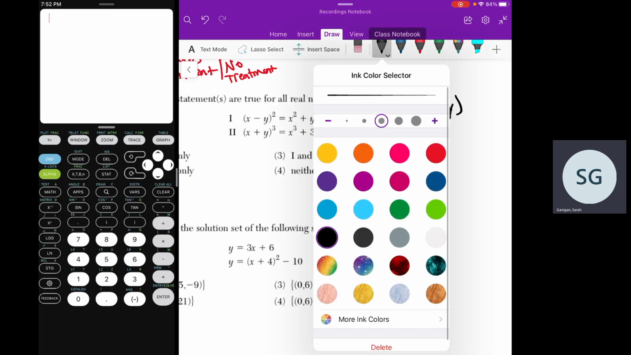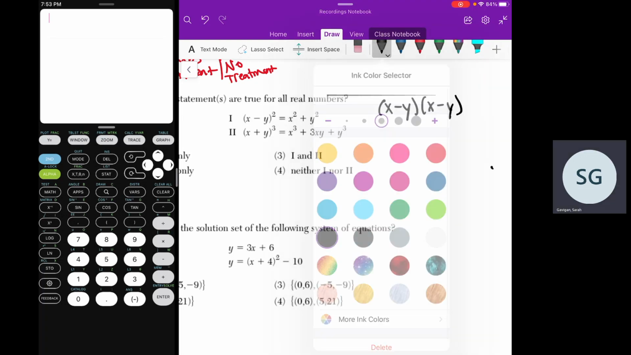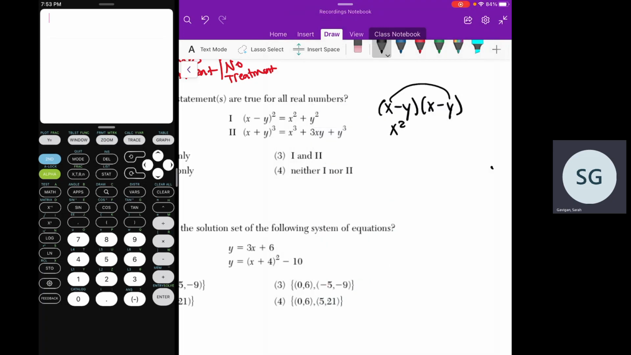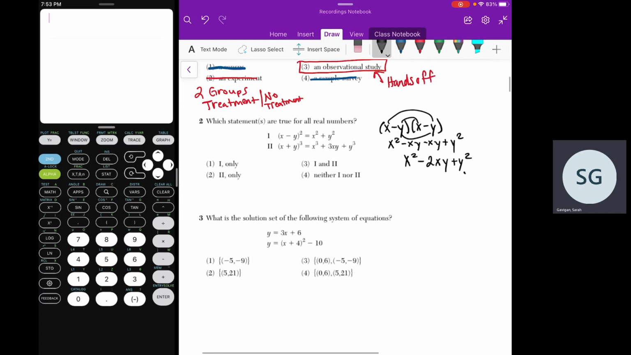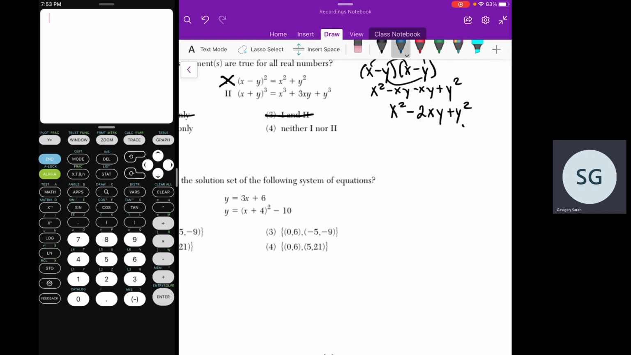So we're going to have to double distribute, and we'll get x squared, minus xy, plus y squared, and that is negative 2xy in the middle, and choice 1 doesn't work. So you can cross off choice 1 and you can cross off choice 3. Now we got to see if number 2 works. For number 2, we're going to write this out 3 times.